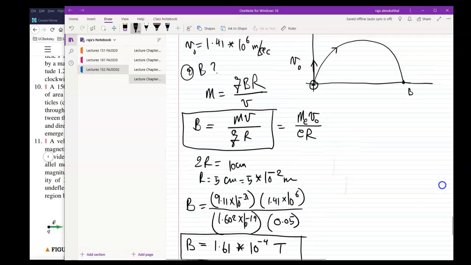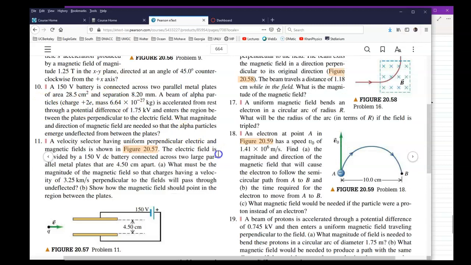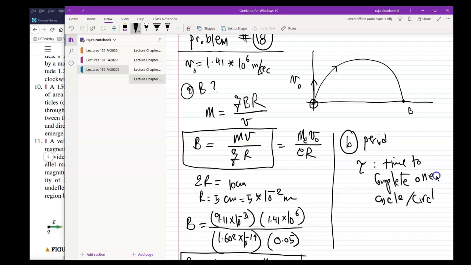The second part of the problem, let me squeeze it in here. He says, the time required for the electron to move from A to B. Well, what is he asking for? The period, right? The time to complete one cycle is the period. Okay, let's talk about the period first. The period, tau, is what? The time to complete one cycle, correct? One circle for our case.